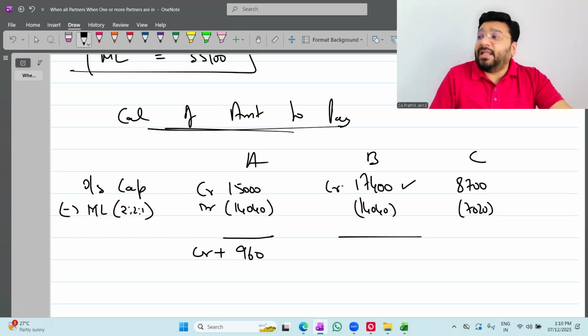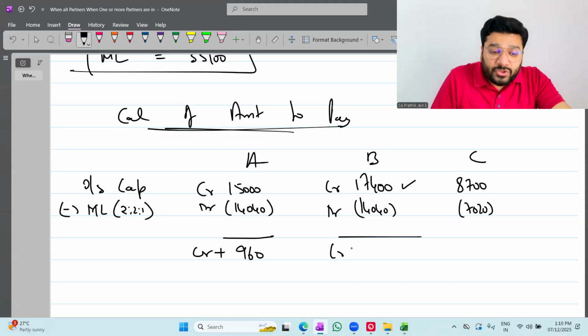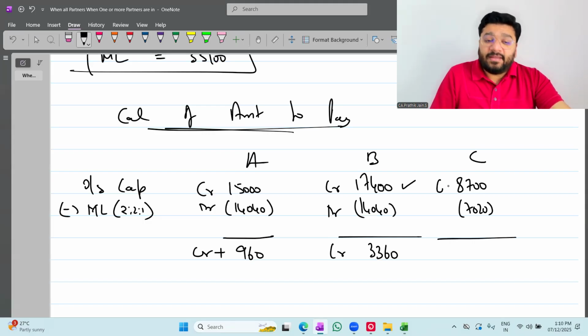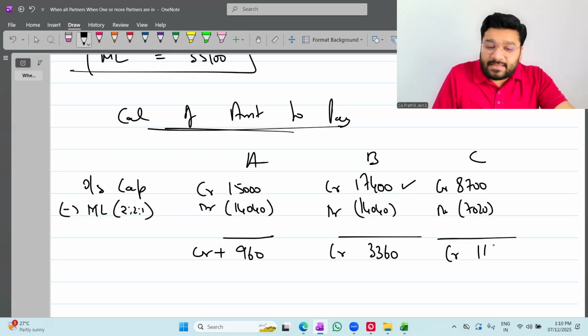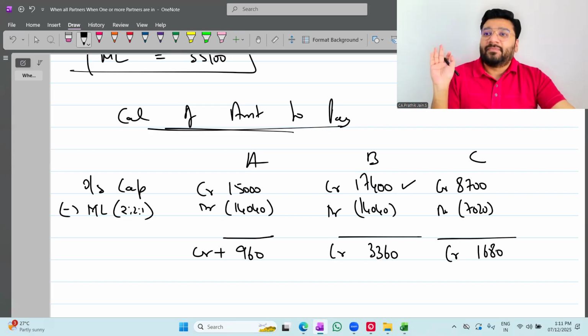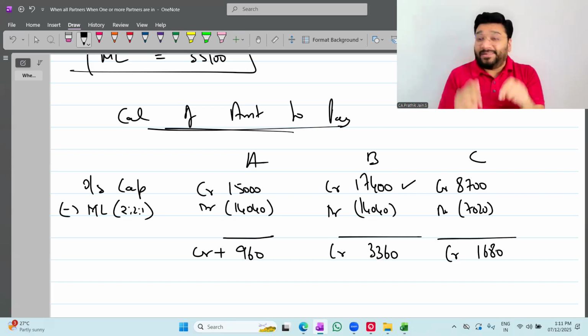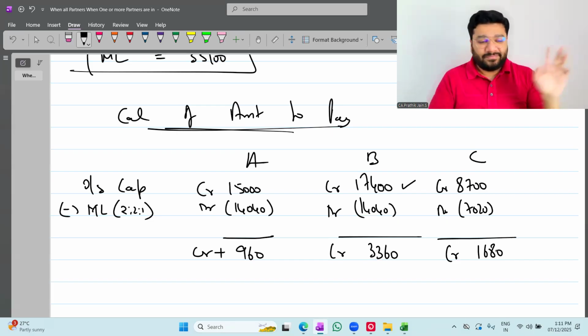For B, I have to pay 17,400 but receive from him 14,040. Net, do I have to pay or receive? Pay how much? 3,360. For C, I have to pay 8,700 and receive 7,020. Net how much do I have to pay? 1,680. So all the three we have to pay, but the amount you did not decide. This working note has decided.